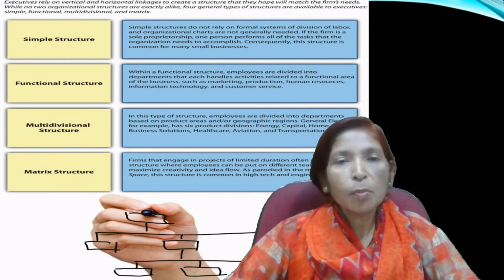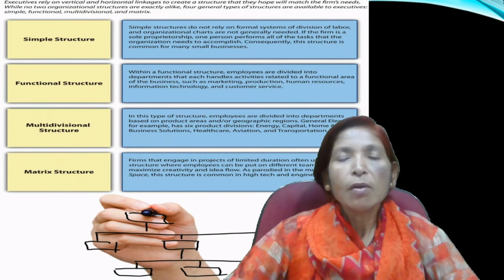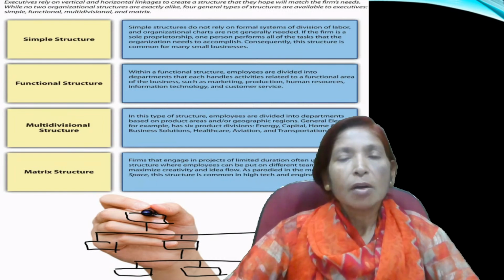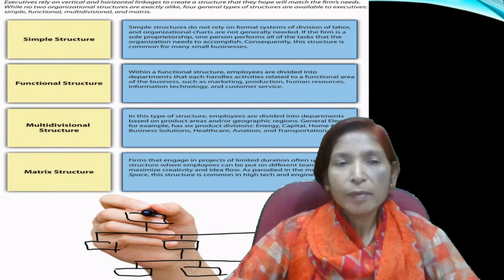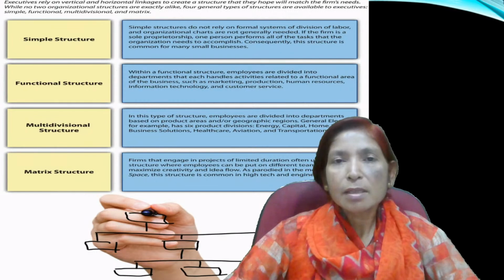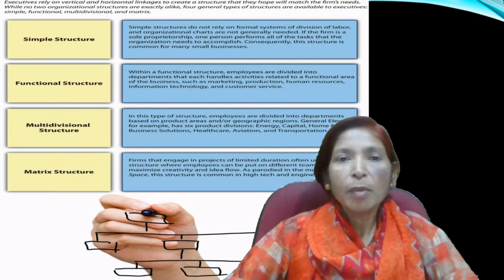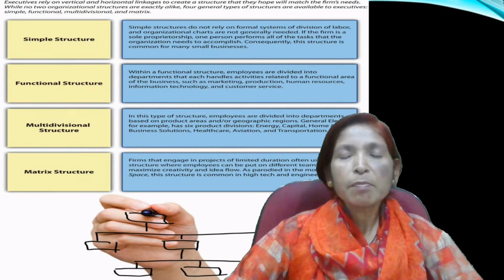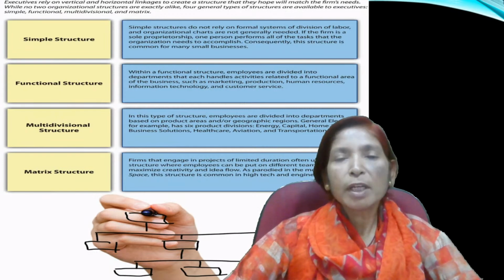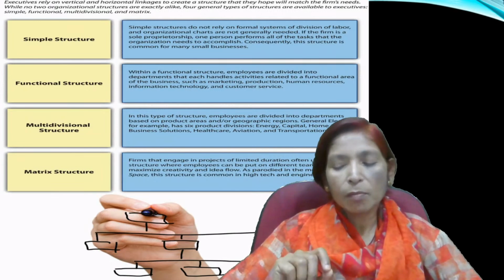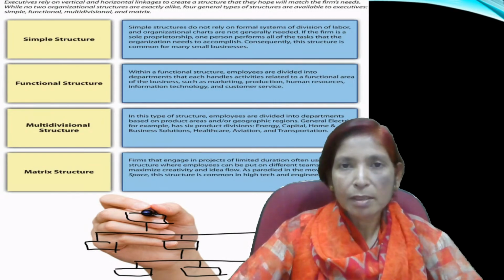If the firm is a sole proprietorship in which only one person manages, controls, and operates all the business activities, one person performs all the tasks that the organization needs to accomplish. Consequently, this structure is common for many small businesses. So this is known as simple structure, which is mainly applicable in case of sole proprietorship, where only a single person manages all the business activities.